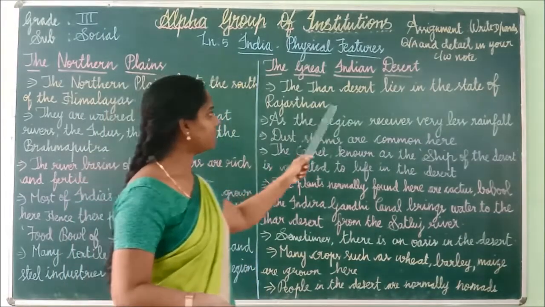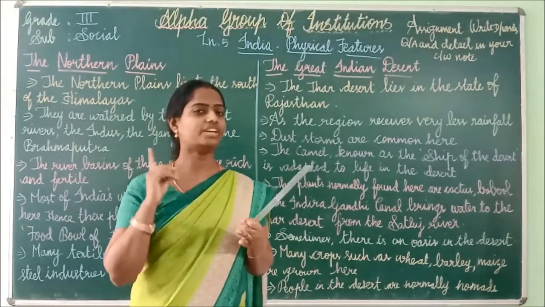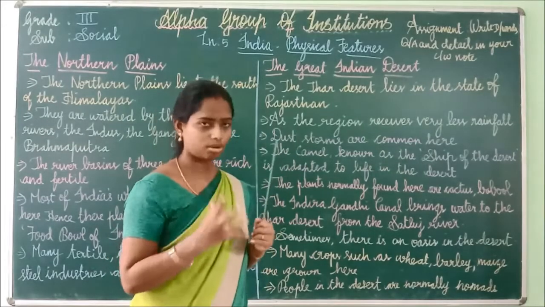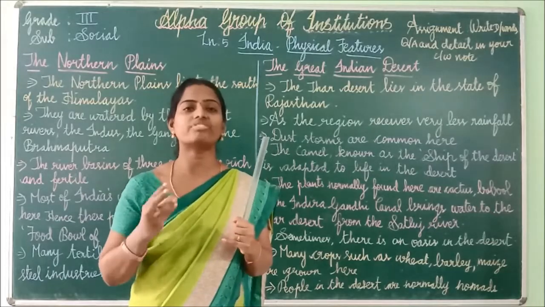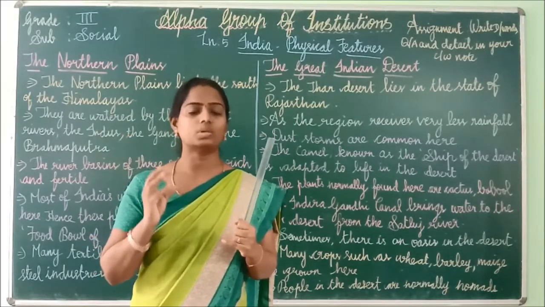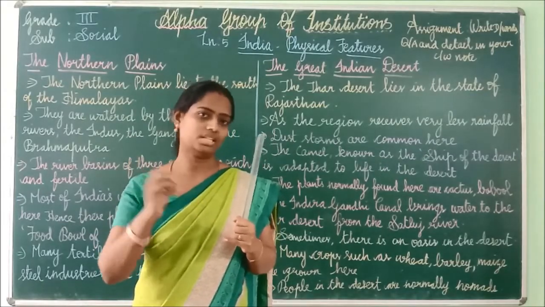The Thar desert lies in the state of Rajasthan, and the region receives only very less rainfall. It is dry, and dust storms are common here. The camel is known as the ship of the desert. It's a very important thing we have to know here: the camel is known as the ship of the desert because it has adapted the life to live in the desert.